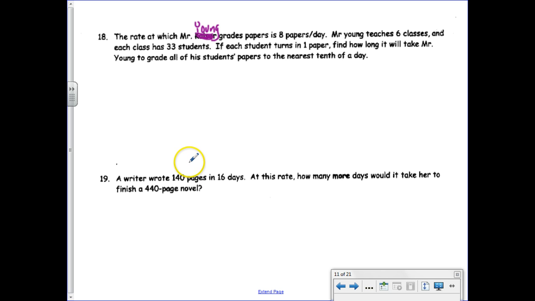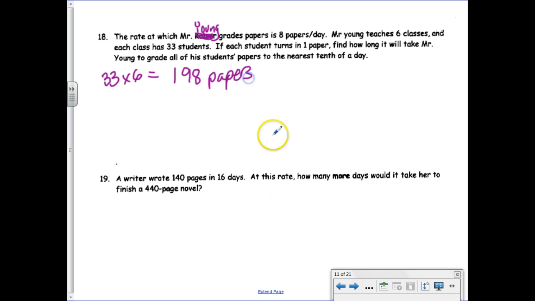Okay. So, as you read through that, we've got a couple of stages we want to get to. We want to figure out how long it's going to take him to grade all of his students' papers, and figure out, first of all, how many papers that is. He has 33 students. He has 6 classes. So you can think of it proportionally, or you can just multiply this. If you take 33 times 6, that gives you 198 papers that he has to correct.